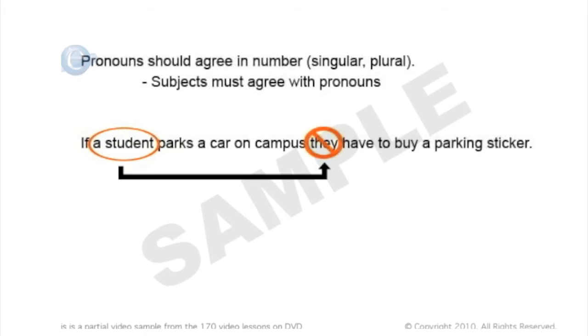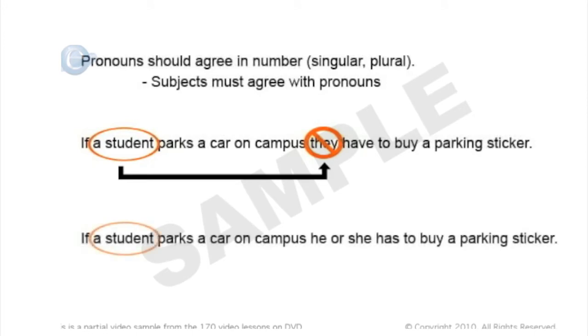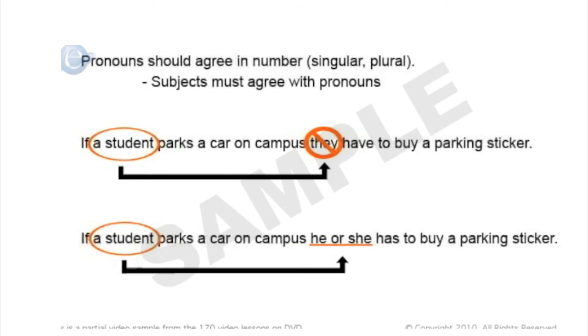The pronoun needs to be he or she. So the corrected version would be if a student parks a car on campus, then he or she has to buy a parking sticker. So it's one of those ones that sounds good to the ear and you can skip over it real easy if you're not careful. So be aware that your subject and your pronouns also have to agree.